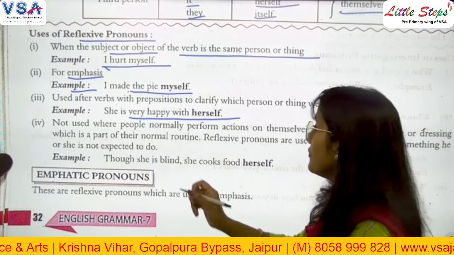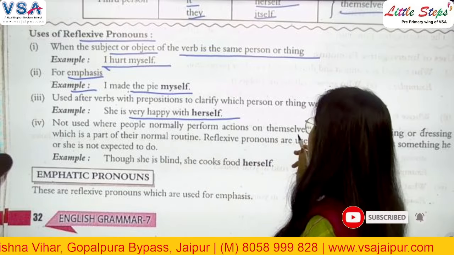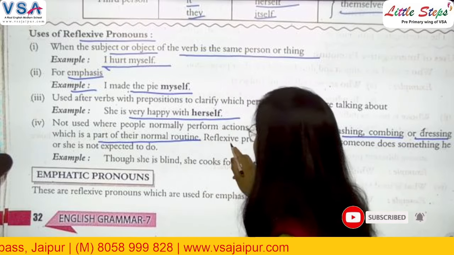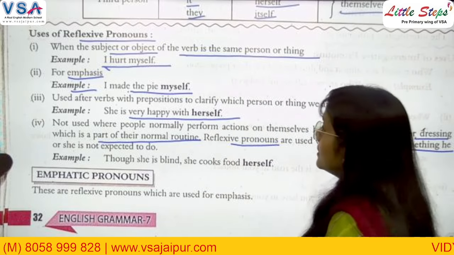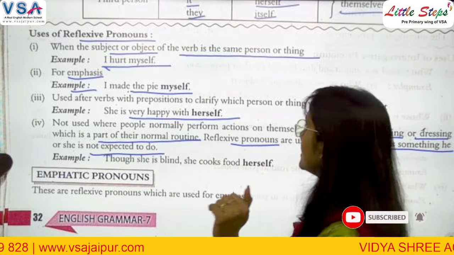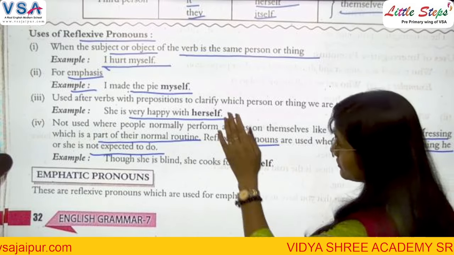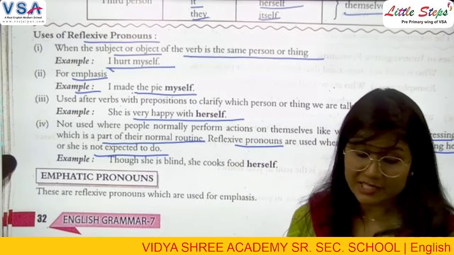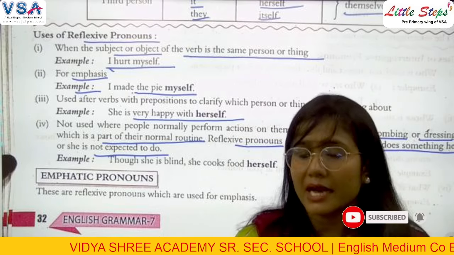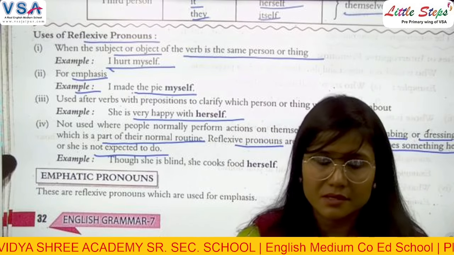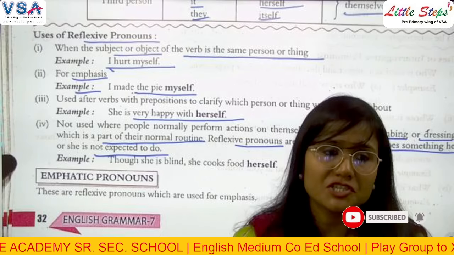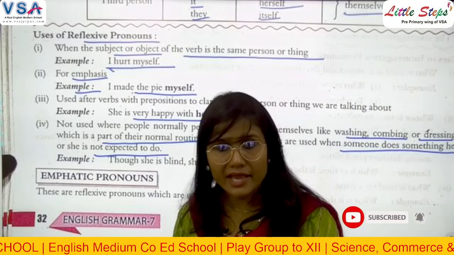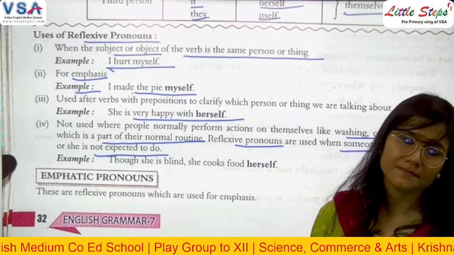Now, not used where people normally perform actions on themselves, like washing, combing, dressing, which are part of their normal routine. Reflexive pronouns are used when someone does something he or she is not expected to do. Yes, look at here. Where is the reflexive used? Not used where people normally perform actions on themselves; there the reflexive pronoun will not be used for the tasks of your daily routine. Understood? Those are your daily routine work like washing, cutting, combing, dressing, cooking. For these, what will not be used? Reflexive.